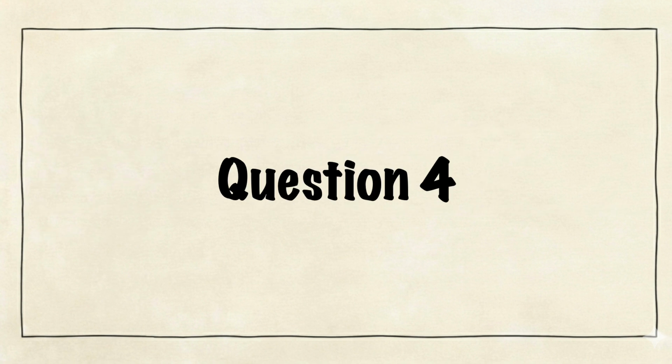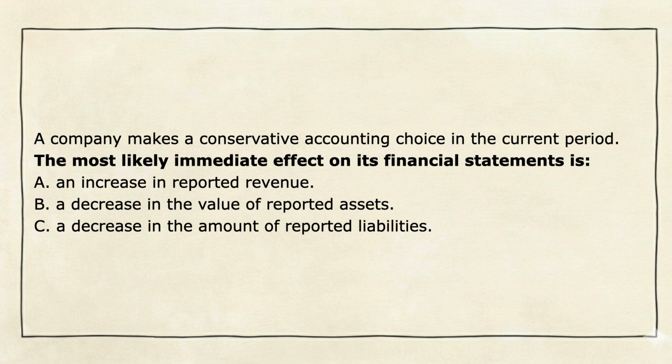Question 4. A company makes a conservative accounting choice in the current period. The most likely immediate effect on its financial statements is A. An increase in reported revenue. B. A decrease in the value of reported assets. C. A decrease in the amount of reported liabilities.